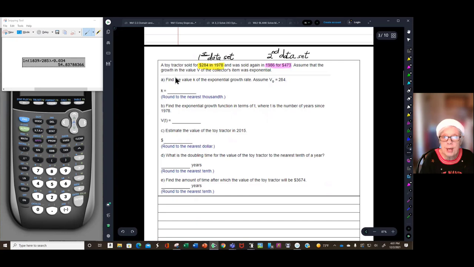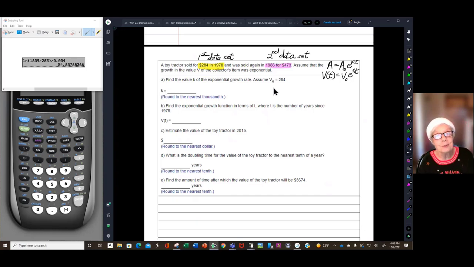All right, so assume that the growth in the value V of the collector's item was exponential, which means first I do this. This is the very basic formula for all exponential growth. But here they call it V. So V of t, the value after time, equals V naught e to the k t. And here they tell us what V naught is.